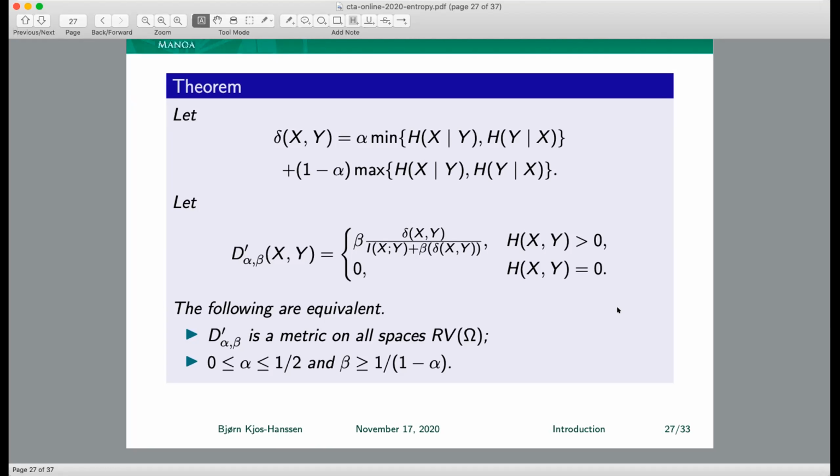Actually, that might be a typo, but now that I think about it, it should be the entropy of x given y plus the entropy of y given x is 0. Okay.